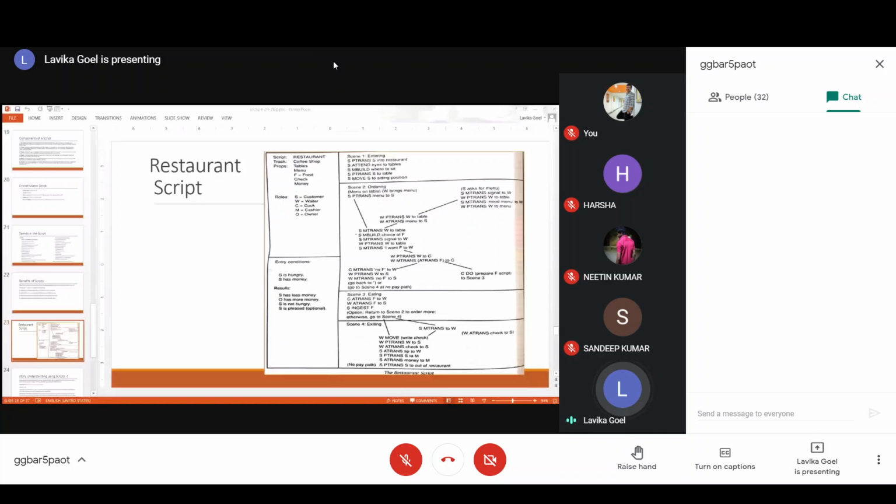Now let us come to the scenes, which is the most important thing in a script. Scene one is entering into the restaurant. First of all, S is the customer, and S is going into the restaurant. So S PTRANS S into the restaurant. He's going means transferring of physical location, so PTRANS, and the object is S. That means he is himself walking or going.